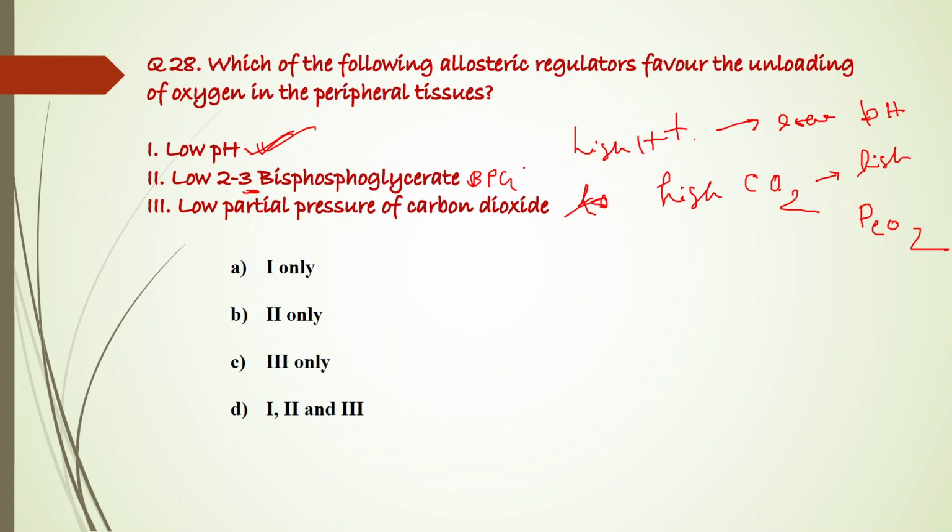No, we require high concentration of BPG for unloading. So again, this is wrong. And the third option is low partial pressure. We already know the CO2 is high in concentration. So the partial pressure of CO2 should be high in our muscles. So this statement that low partial pressure is again wrong. So the only true statement is low pH. So the allosteric regulator that favors unloading of oxygen in this case is low pH value.